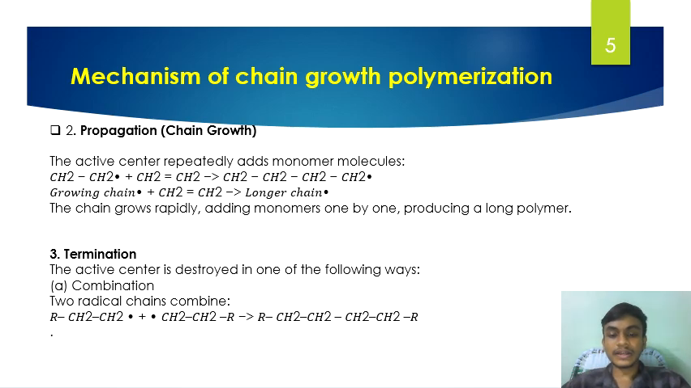Termination occurs when the growing chain stops. This may happen by combination of two radical chain ends or by disproportionation where a hydrogen atom is transferred. Chain transfer is another possibility where the radical shifts to another molecule. Termination is important because it determines the molecular weight of the polymer.